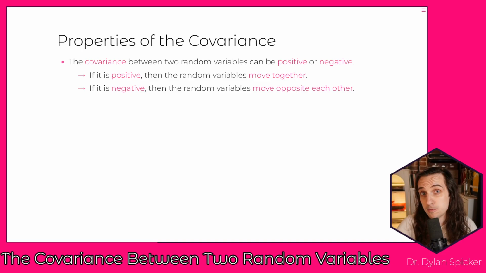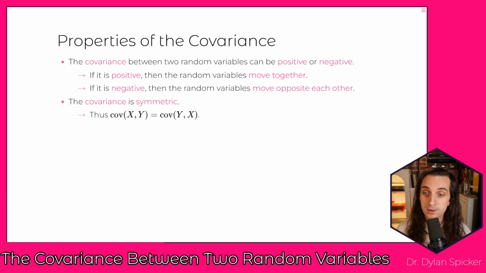Okay, if it's 0, which is possible, then we expect there to be no linear association. Increasing one does not linearly change the other. The covariance is also symmetric, and by that we mean that the covariance between x and y is the same as the covariance between y and x.